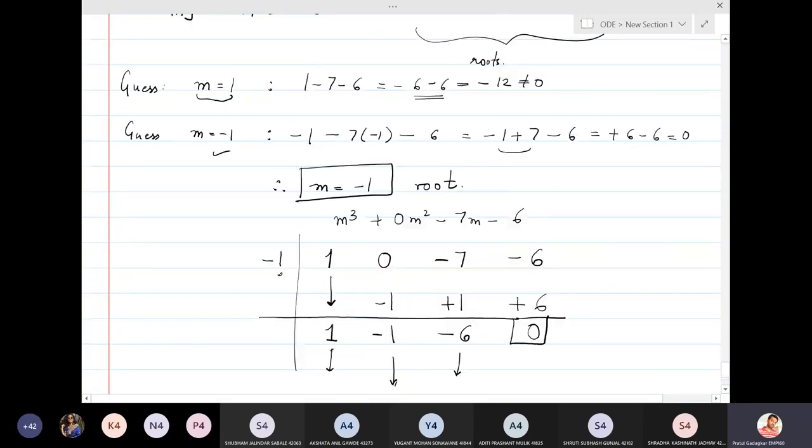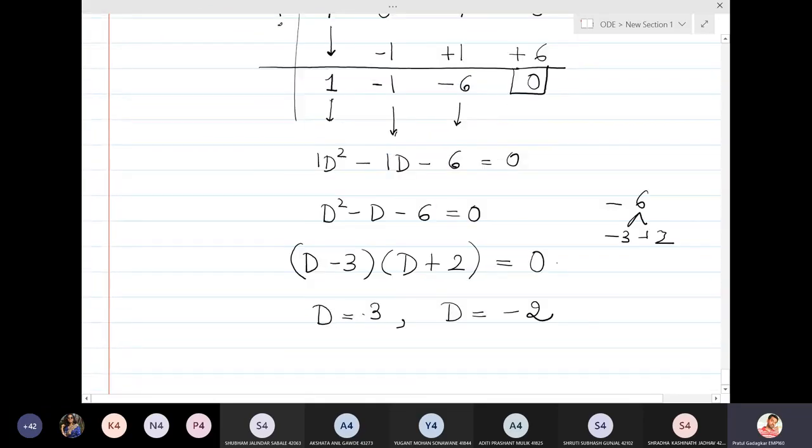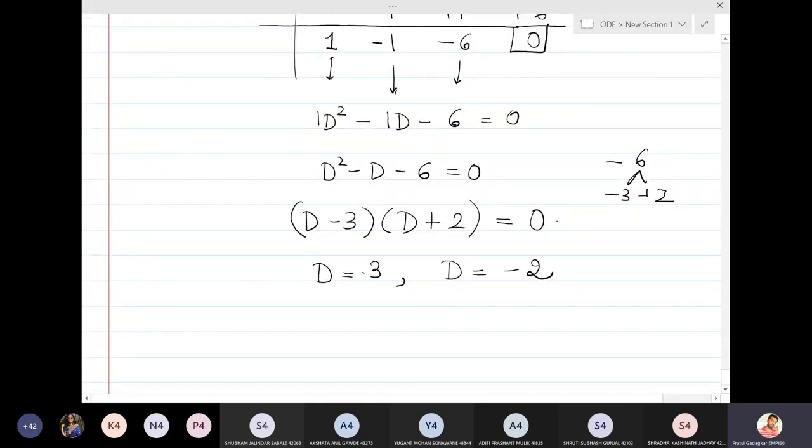Okay. So how did I get d? Okay, I'm sorry. I should have written m everywhere. So this is actually m. So m is equal to 3 and m is equal to minus 2. Yes, sir, this is all by mistake. It should be m. Okay, so I got these two roots.